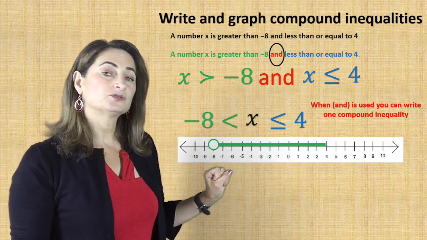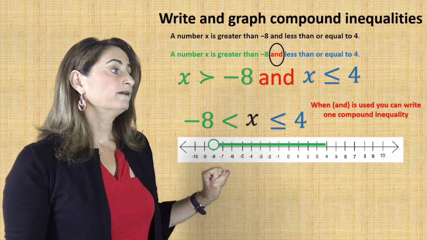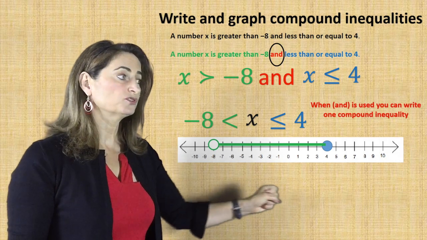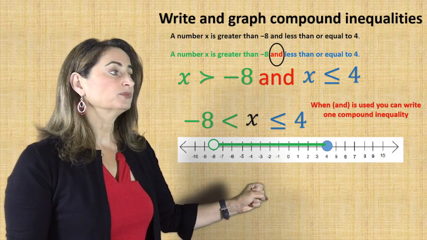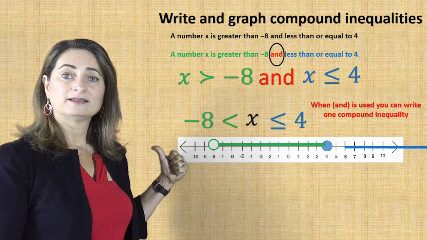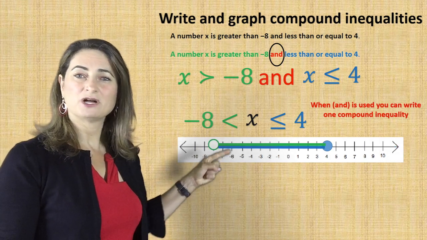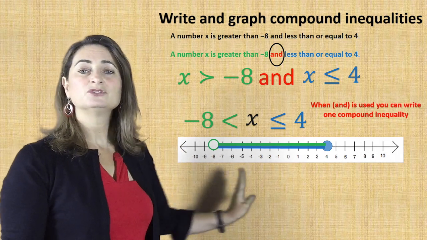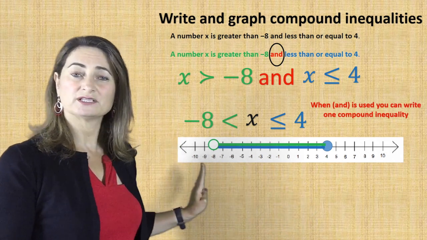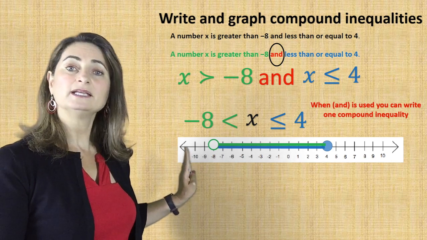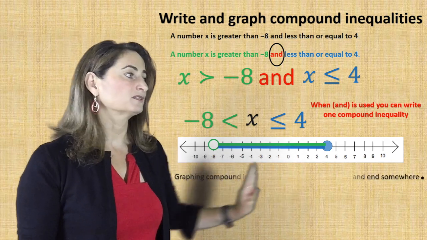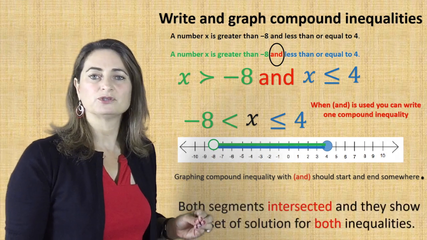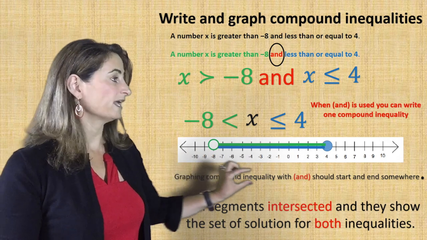Now, I need to graph the second part, which is the blue one. 4 is a solution, so I will use a closed circle. Put the closed circle on the 4. Now I need all numbers less than 4, so I'm going to go left. Watch how they both intersected. Watch how both sides are shaded, and it's from -8 to +4. So the solution of this inequality is between -8 and +4, but -8 is not a solution. That's why it's called an intersection when you have and, because the solution actually intersects.